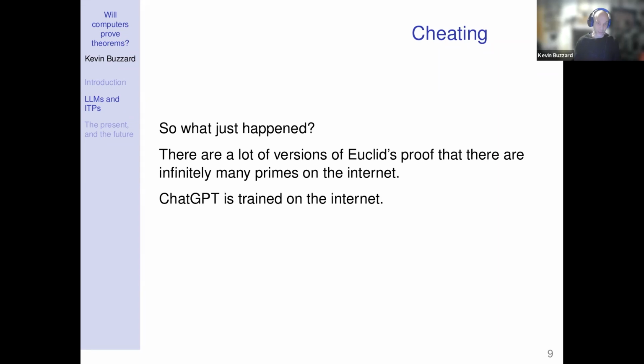ChatGPT, this large language model, has been trained on the internet, and as a consequence, it's seen lots of proofs that there's infinitely many prime numbers, and it's seen enough of them to realize that it can kind of mix them up together and come up with its own proof somehow. It knows something about the way that the words are strung together to be able to construct its own essentially accurate but not quite accurate proof that there's infinitely many prime numbers. So in some sense, because the internet is mostly written by humans, what it was doing really was just following a human proof.